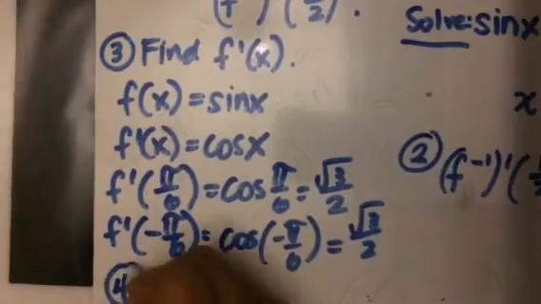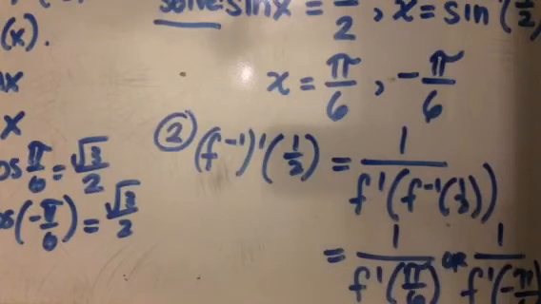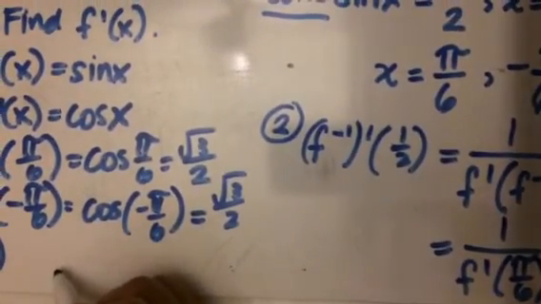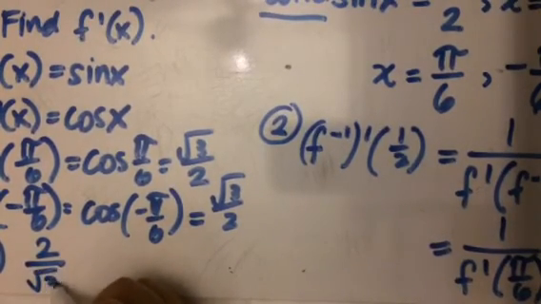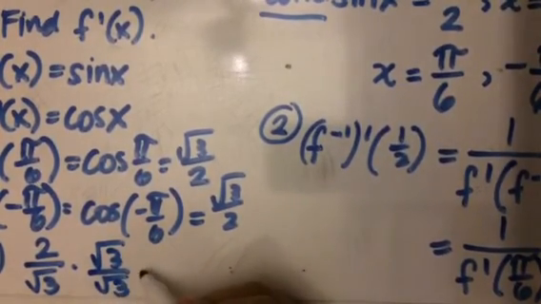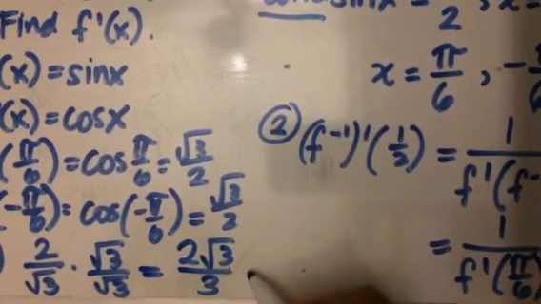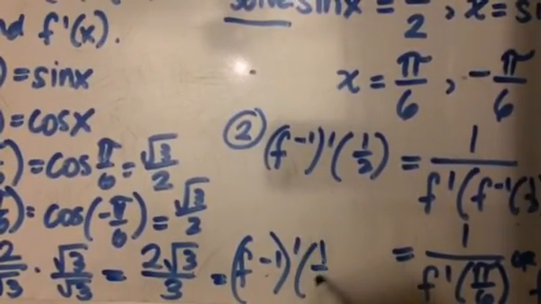So the last step would be going from the formula right here. You just take the reciprocal of what we got for the value, and the reciprocal of root 3 over 2 is 2 over root 3. But we need to rationalize that by multiplying root 3 to the numerator and denominator. So we have 2 root 3 over 3. So this is now our f inverse prime of 1/2.